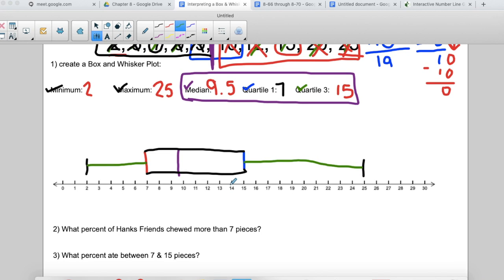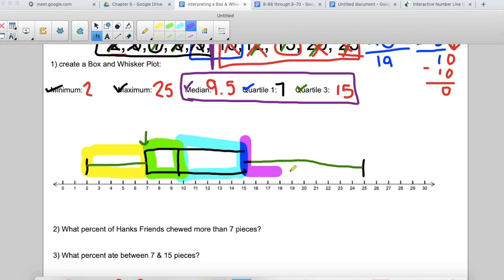It says, what percent of Hank's friends chewed more than 7 pieces? Well, if I find 7, 7 is right here. Now, we know that each section of this graph, and I'm just going to highlight it, we know that there is one section right here, 2 sections, 3 sections, and 4 sections.